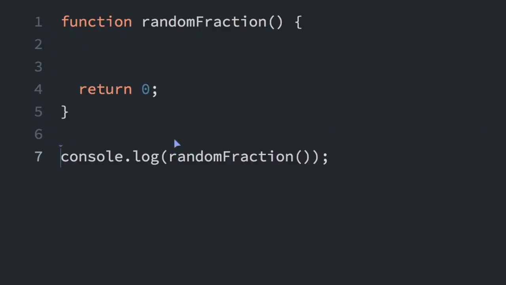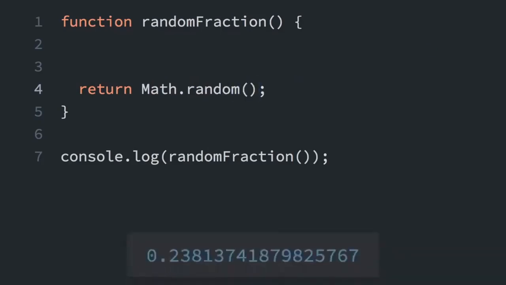There is a simple way to create a random decimal number in JavaScript. It's with the Math.random function. So we have this function here, which says random function, and it's returning 0 currently. But we're going to use the Math.random function. And you will see that when I run this, we have 0.238133741 and so on. So it's always going to be a number between 0, and it could be 0, and 1, but it could not be 1.